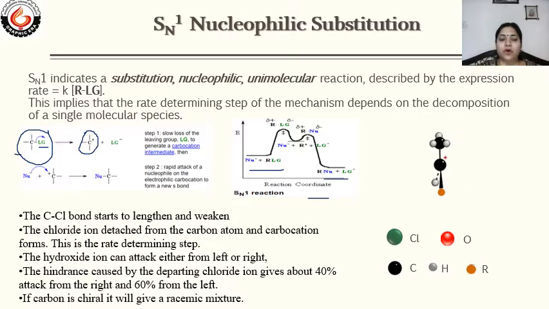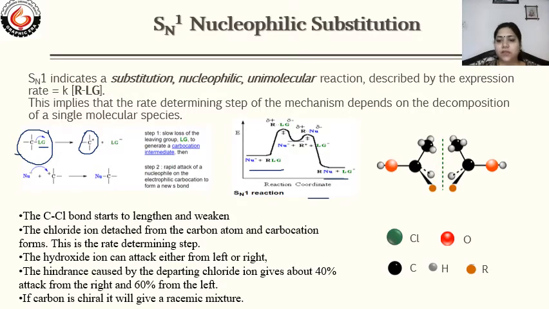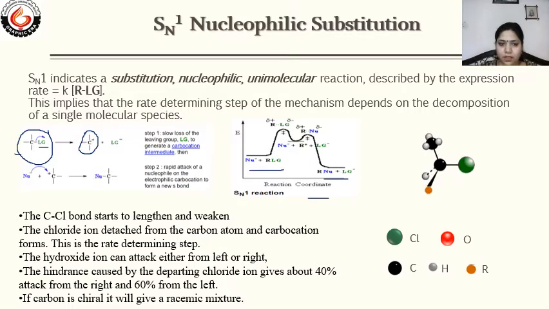So in this total SN1 reaction, if we discuss the conditions point wise, first the C-Cl bond, if we are considering that the leaving group is chloride, starts to lengthen and weaken. Initially what happens is the leaving group and carbon bond length is increased and the strength of the bond is decreased.